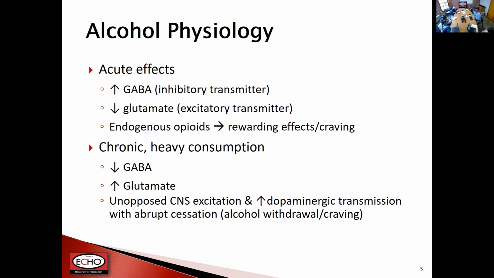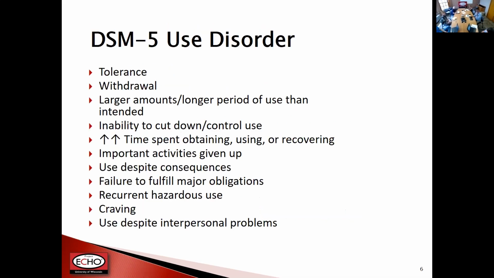So once those physiological adaptations have occurred, if somebody dramatically reduces or abruptly stops their use of alcohol, you get this relative excess of excitatory glutamate activity and perhaps dopaminergic transmission, and that's what leads to the symptoms and the signs of alcohol withdrawal that I'll be getting to in more detail in just a minute.